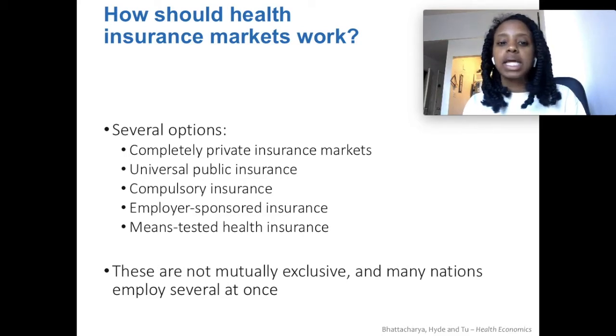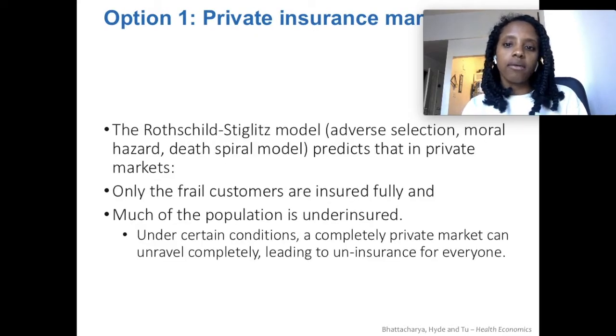So, you can have completely private insurance markets with no government intervention. You can have universal public insurance, which is something like single payer, compulsory insurance, where it requires everybody to sign up. You can have insurance through an employer, and you can also have means tested insurance, both of which we have in the United States. So we'll talk about how each of these things differ.